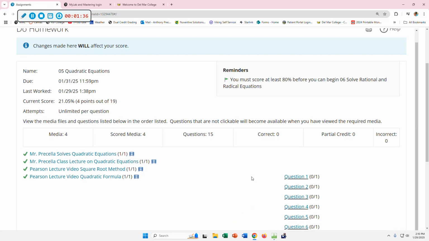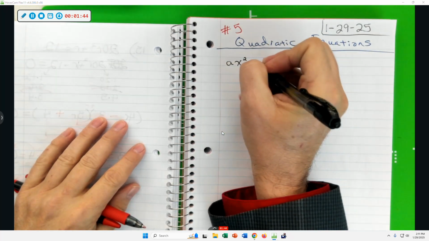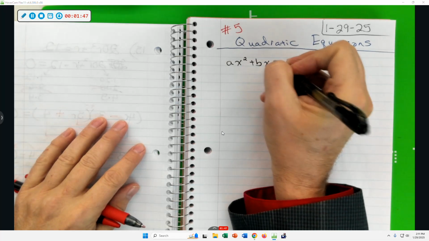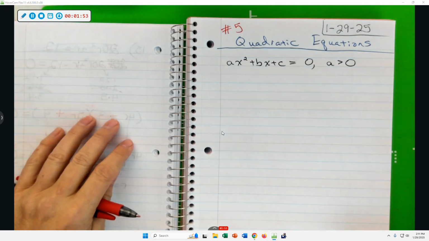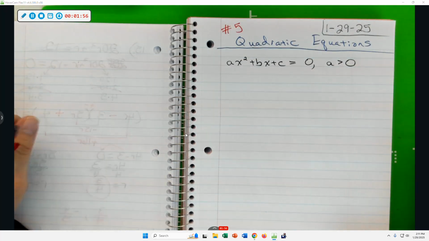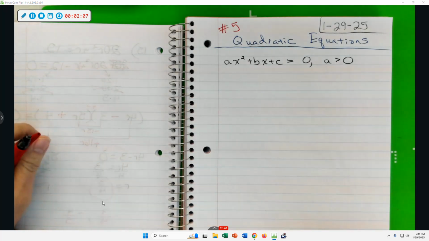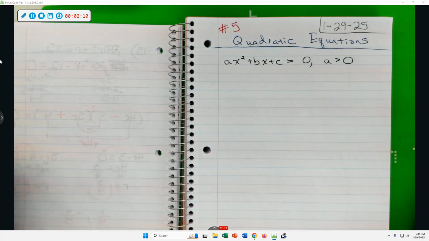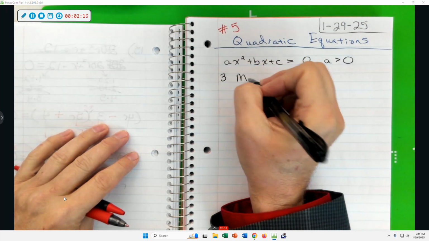Well, first of all, before we even do that, switch to my paper. I need to write something. A quadratic equation, I said, is any equation that can be written in the form ax squared plus bx plus c equals 0. And I said that I want a to be positive. We're looking at 3 methods of solving these equations today. There's a fourth method, completing the square, but we're going to see that when we get to circles. I think completing the square works better with circles than here with quadratic equations. So we're going to look at 3 methods of solving.